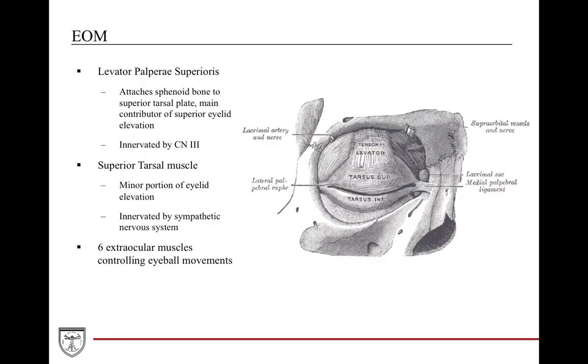So you have 2 big guys right here. You have levator palpebrae superioris and superior tarsal muscles. These are important because they help with elevation of the eyelid itself. They don't do anything else with movement of the eye. These are just important for what we call eyelid raising and eyelid lowering.